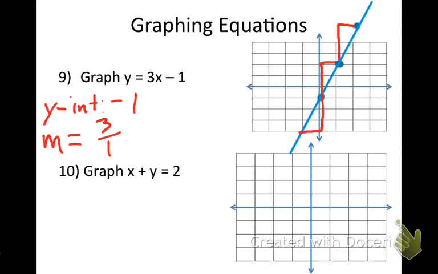Okay. Number 10. I have graph x plus y equals 2. I want to put it into slope-intercept form here. So to put it into slope-intercept form, I want to solve for what, Andy? Y. So to solve for y, I'm going to subtract what, Andy? X. Subtract x to both sides. Very good. Giving me y equals negative x plus 2. Again, solving for y, slope-intercept form.